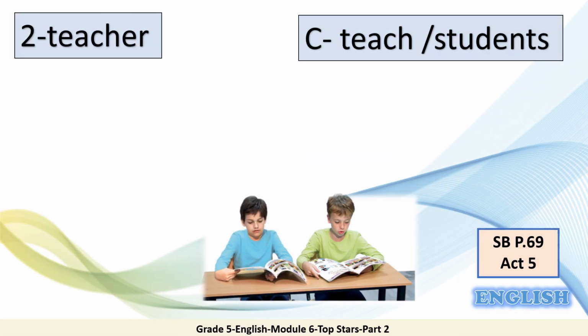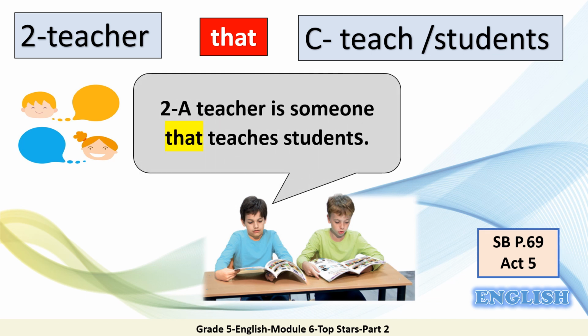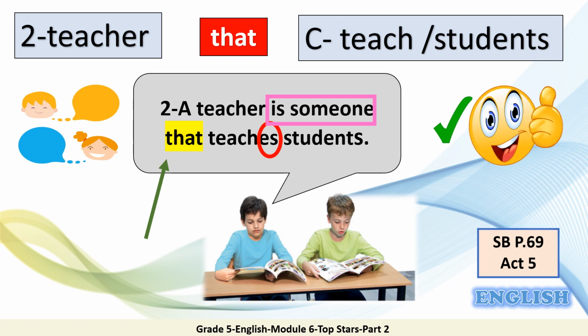You move to number 2. And you already matched it with C. Teach students. This time, you will say the sentence using the relative pronoun that. Start. Excellent. A teacher is someone that teaches students. You added is someone. Also, you added the relative pronoun that, and then you didn't forget to add s to the verb. Excellent. Great job.